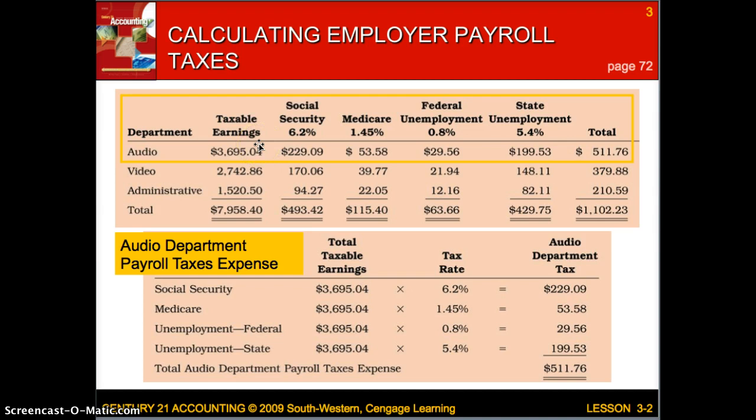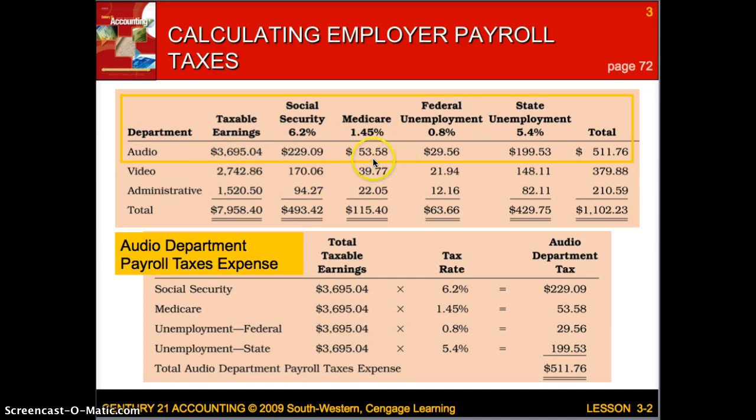So again, remember, we're always going to use 6.2% as our Social Security percentage for taxes, 1.45% for Medicare, 0.8% for federal, and 5.4% for state. All we're doing is taking our taxable earnings times that amount. So 3695.04 times 0.062 gives you 229.09. 3695.04 times 0.0145 gives you 53.58, and so forth.